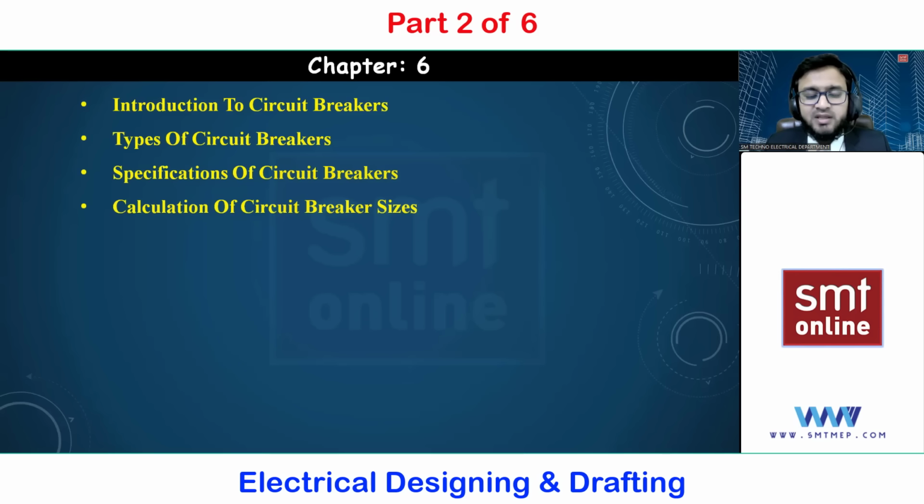Again, we are going to work with the calculation of the circuit breaker. Remember that in this chapter, with the calculation of the circuit breaker, I cannot say that the sizing has been done, because along with circuit breaker sizing, we have to calculate a few more parameters like the breaking capacity and the short circuit level. Those things we are going to discuss in the future modules, in the future parts.